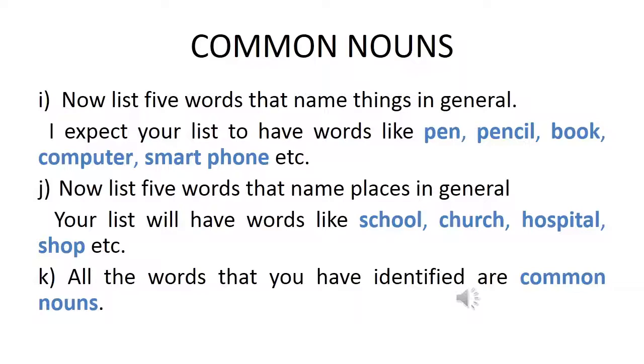Now, give me 5 words that name things in general. I expect your list to have words like pen, pencil, book, computer, smartphones, etc. Now go ahead and give me words that name places in general. Your list will have words like school, church, hospital, shop, etc. All the words that you have identified are common nouns.